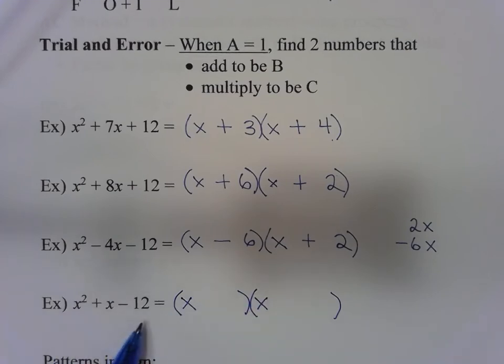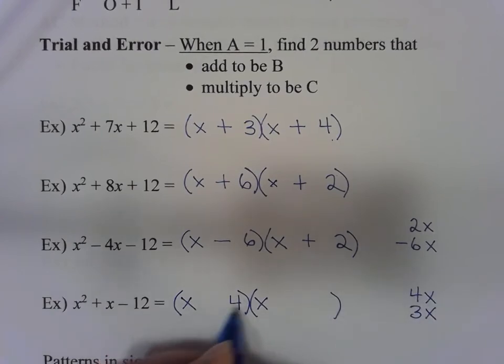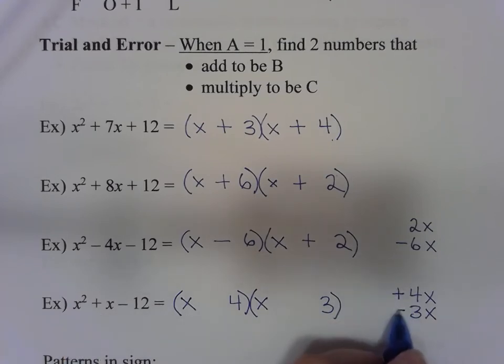Okay, one more. This time we need two numbers that multiply to be negative 12 and add to be positive 1. I think what we're looking for is 4x and 3x. Oh, I did that backwards. Okay, so same thing's true here. If I have a negative 12, then they're going to have opposite sign. Since I want a positive x, I need the 4x to be positive and the 3 to be negative so that they add up to be positive 1x.